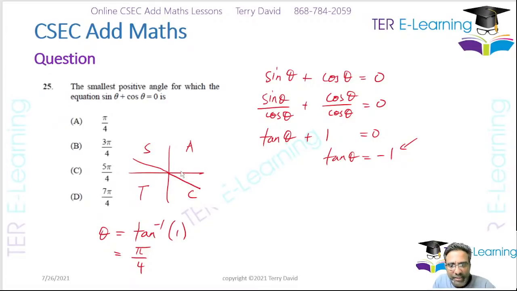So the angle that they're looking for, the smallest positive value, will be this angle here. To work out that angle, you work out theta as pi over 4, right? But that's not the final answer.